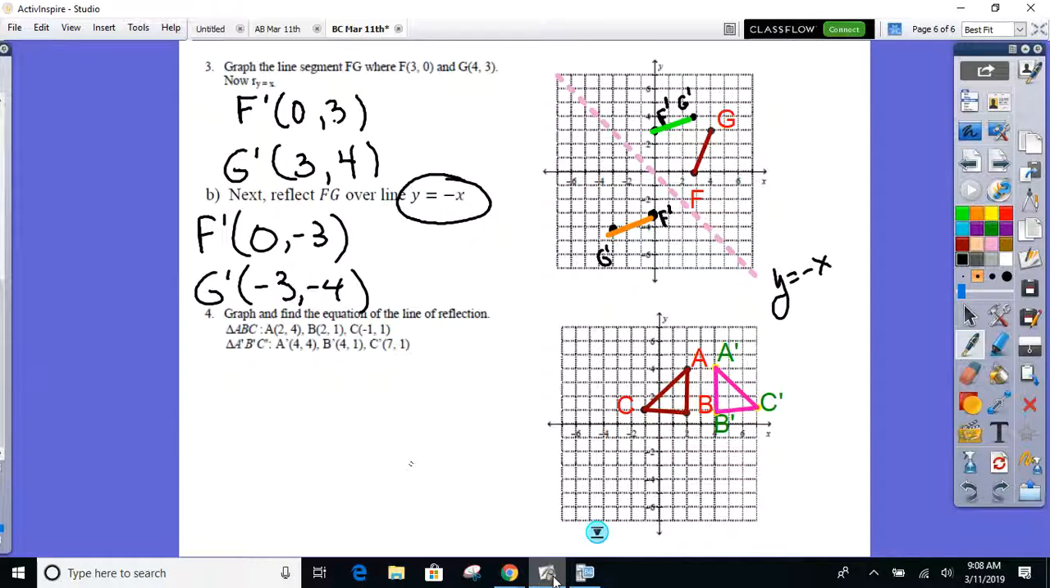That line of reflection. x equals 3. x equals, not y equals. Vertical line, all vertical lines are x equals a number, right? So line of reflection, which I'll abbreviate as LOR, x equals 3. Okay.